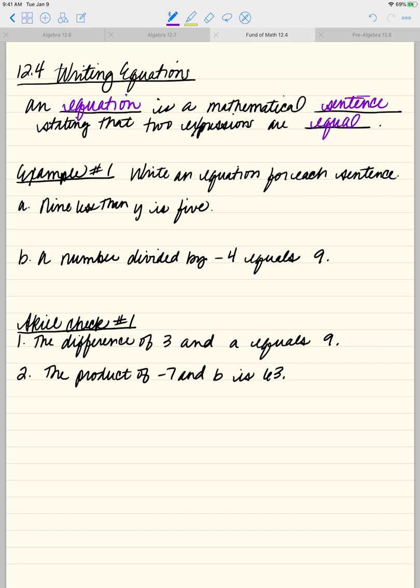Write an equation for each sentence. 9 less than y is 5. Okay, what I want you to key in on today is that when we're translating word phrases into equations, it's just like when we were working on percents: is means equal. Okay, is means equal. All right.